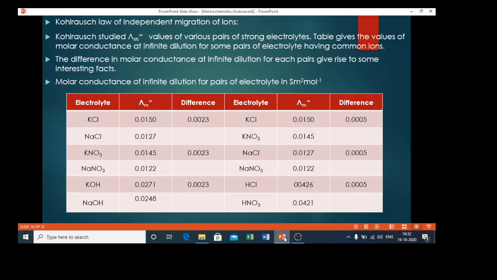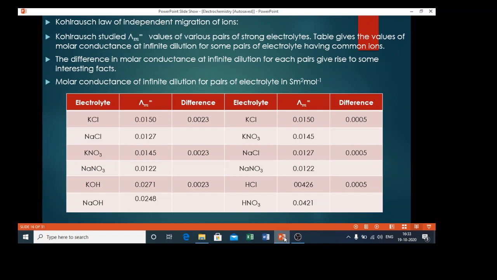Hello everyone. Today I am going to talk about Kohlrausch law of independent migration of ions. We have already learned that molar conductivity λm of electrolytes increases with dilution till a limiting value, λm infinity, is obtained at infinite dilution.